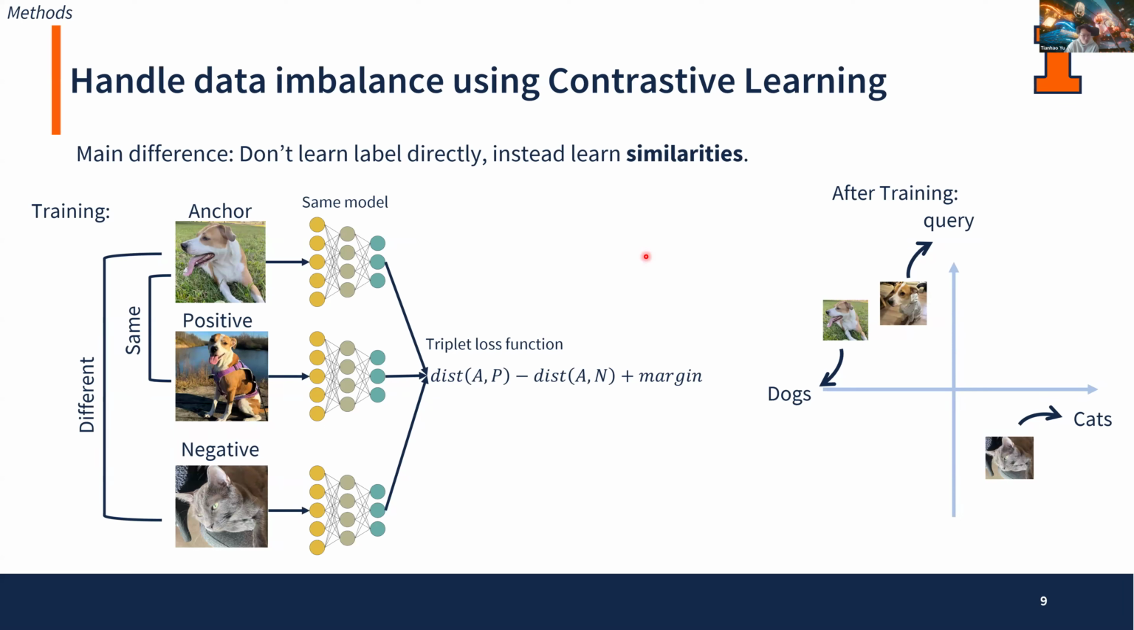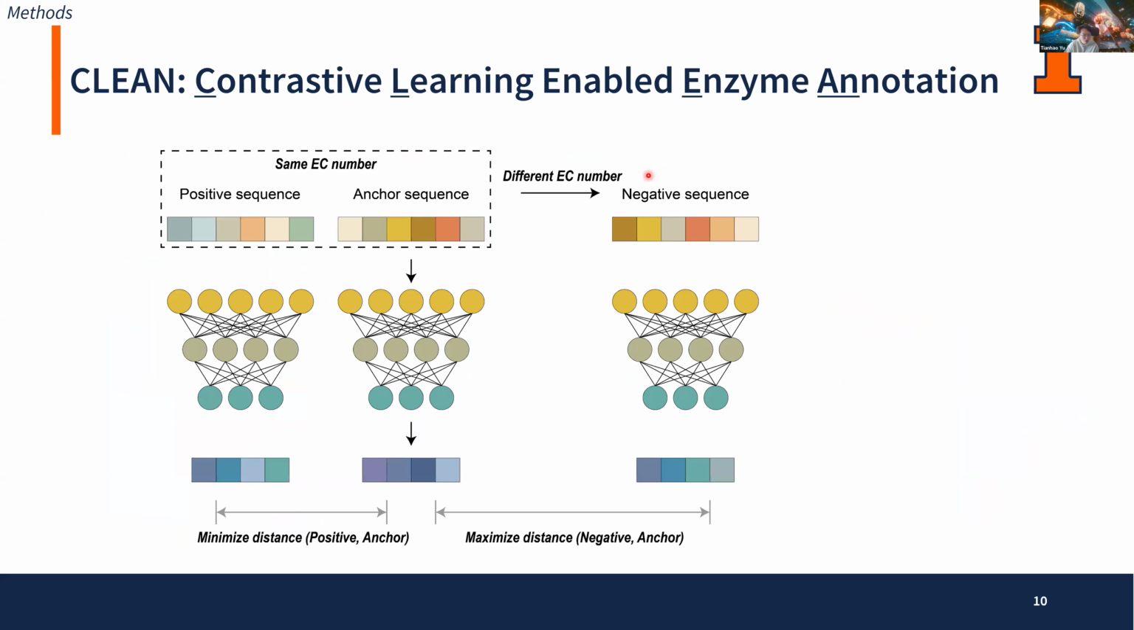Instead of cat and dog pictures, we swap those with amino acid sequences, and the cat and dog labels will just be EC numbers. We developed this model and named it CLEAN, short for contrastive learning enabled enzyme annotation method. At the first step, we will sample a pair of sequences with the same EC number according to the anchor sequence. For example, both of them are EC number 1.1.1.1. Simultaneously, based on this anchor sequence, we'll also sample a negative sequence. In this case, it's 1.1.1.2.